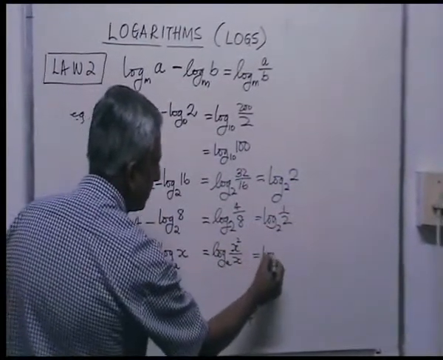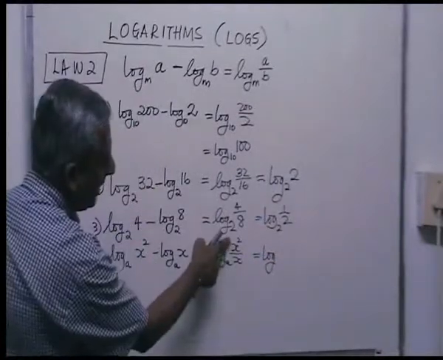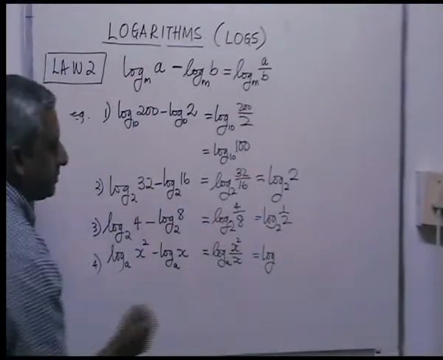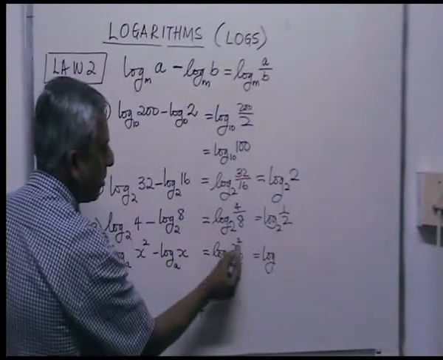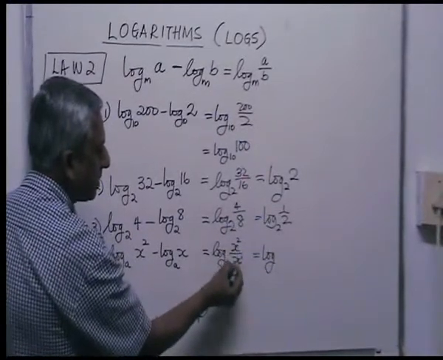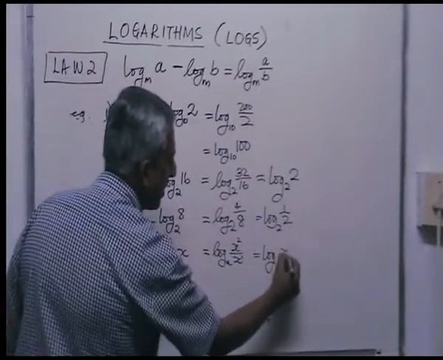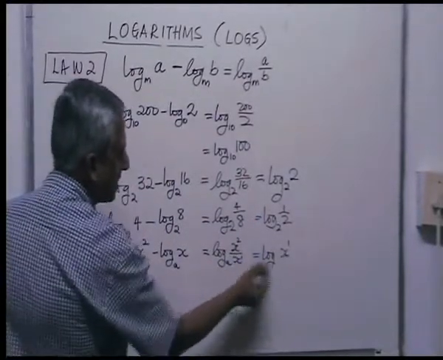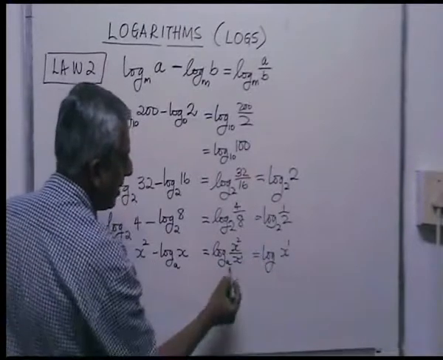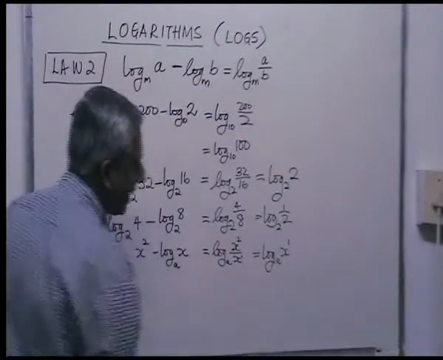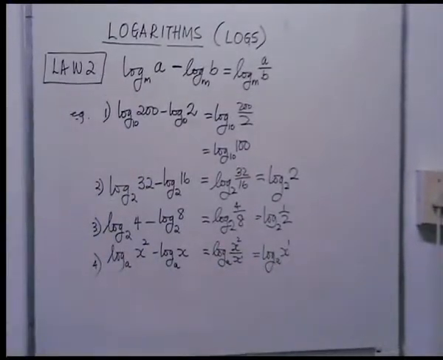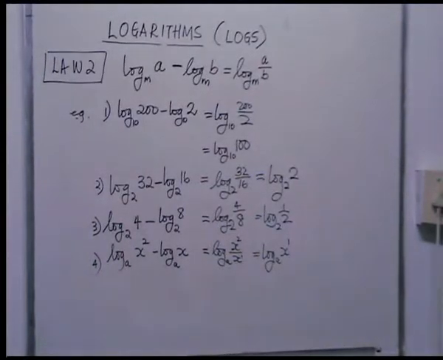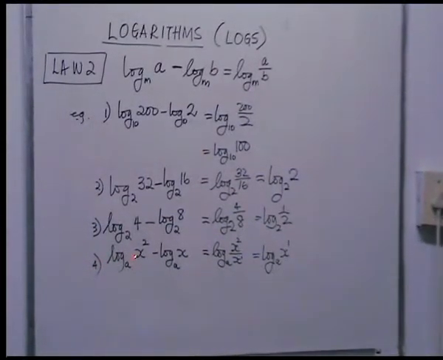Now, x squared divided by x, recall your laws of powers. Subtract the indices, so you get x to the 1. Write down the common base x. 2 minus 1 is 1, and the base is a. So, that is number 4. Right?